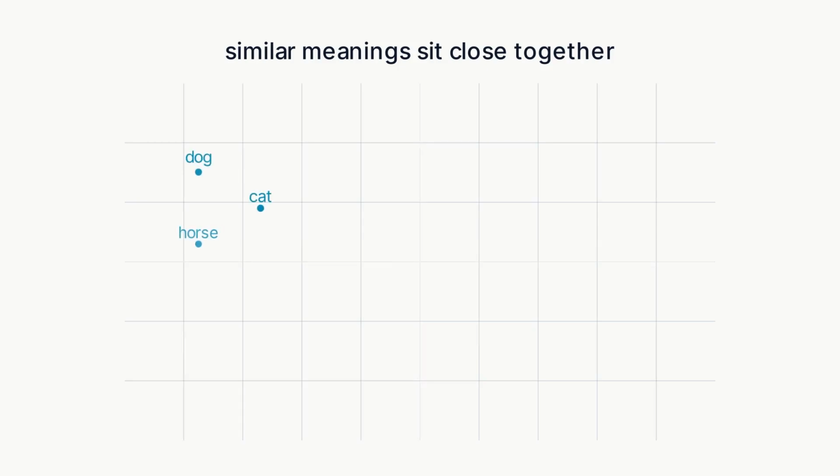In that space, words with similar meanings end up close together. Cat and dog sit near each other, in a neighborhood of pets and animals. Paris and Tokyo cluster in a region of cities. Anger and joy live over in a district of emotions. The model learns to arrange language so that distance means similarity.